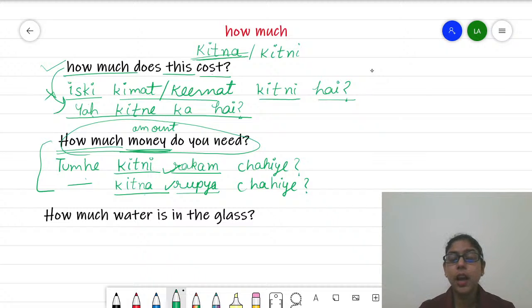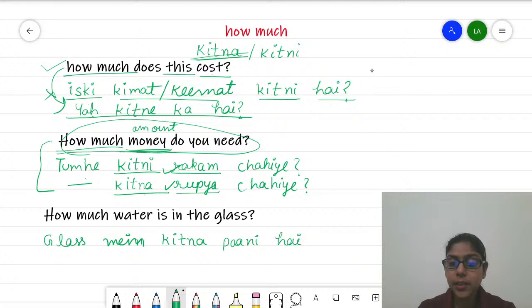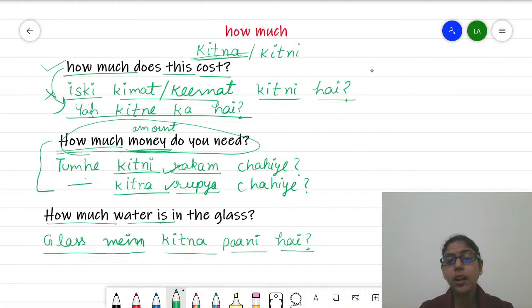How much water is in the glass? Glass, yes, glass में कितना पानी है? ग्लास में कितना पानी है? How much? कितना water पानी है? Is in the glass. ग्लास में. ग्लास में कितना पानी है? How much water is in the glass?